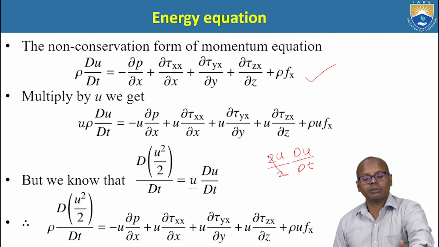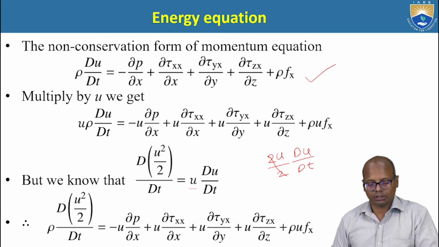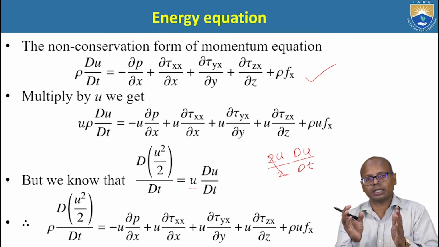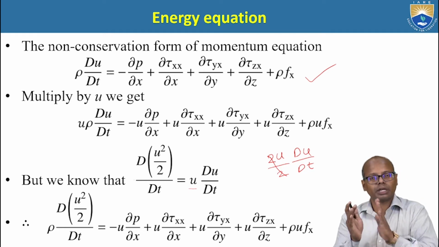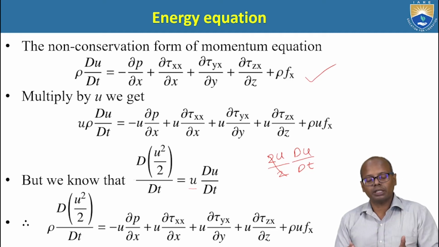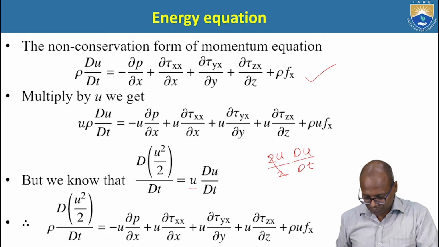From the momentum equation I got the kinetic energy equation, which is a part of the energy equation. In the energy equation we have internal energy and kinetic energy. So what is the equivalent of internal energy, and what is the equivalent of kinetic energy? That is what we are doing. In the first step, we converted the x momentum equation into the x kinetic energy equation.